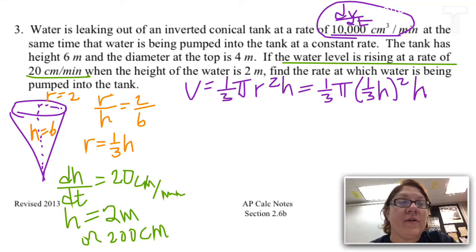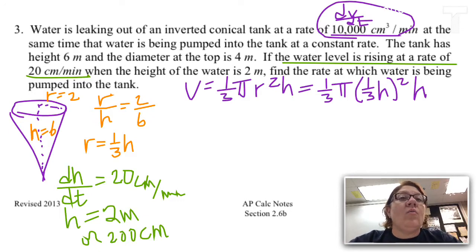Okay, so now we're ready for some freaky things to start to happen. I've got a lot of stuff going on in this problem. I have that inverted cone, which I drew. They told me the height was 6 and the diameter was 4. Ooh, they're trying to be tricky. So I have to change that to a radius of 2.